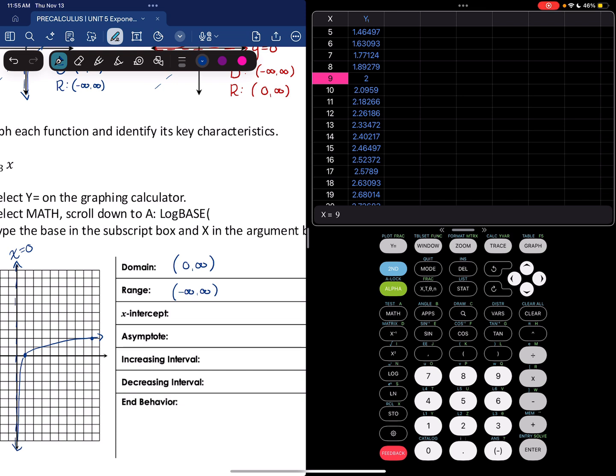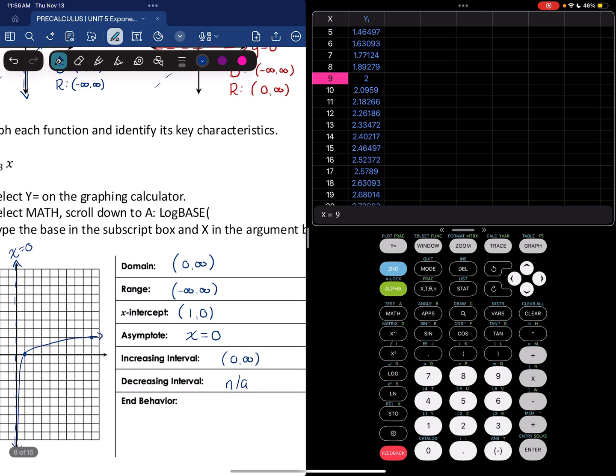Our x-intercept is at when x is 1. Remember, for x-intercepts, the y value is always 0. Our asymptote is x equaling 0. This function is always increasing for all of its domain, so it's increasing from 0 to infinity, but it's never decreasing. And our end behavior is kind of unique here.